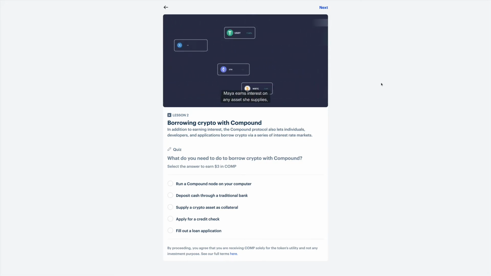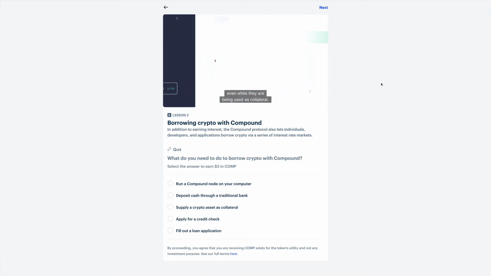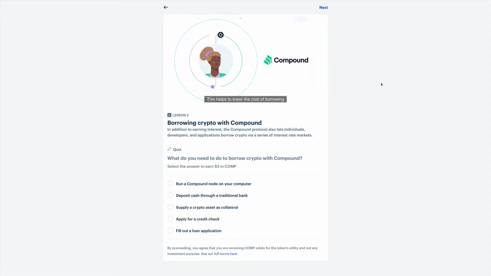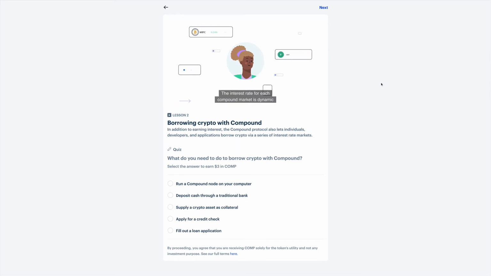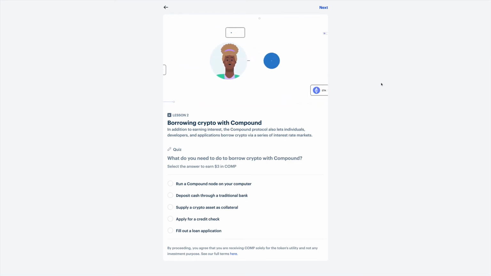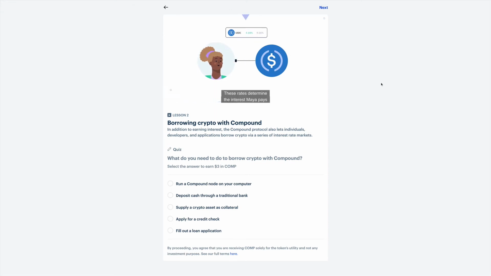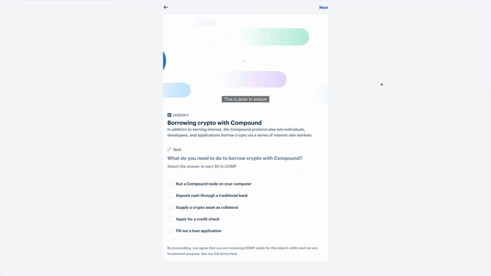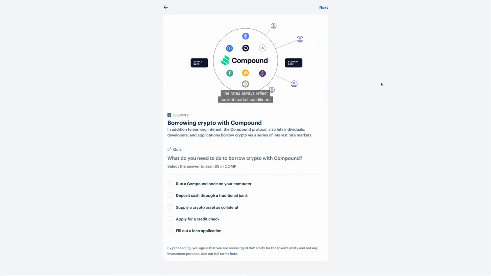Maya earns interest on any assets she supplies, even while they are being used as collateral. This helps to lower the cost of borrowing, as the net cost to borrow can be seen as the borrow rate minus the interest being earned on supplied assets. The interest rate for each Compound market is dynamic and based purely on supply and demand. These rates determine the interest Maya pays for borrowing an asset and are calculated per block, just like when earning interest. This is done to ensure the rates always reflect current market conditions.